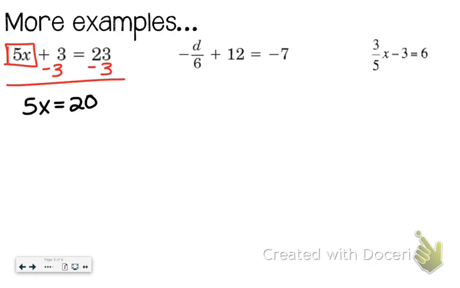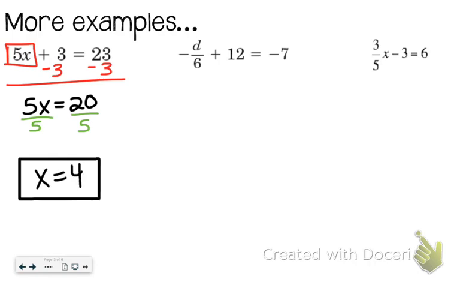5 is being multiplied by x, so the opposite of multiplication is division. So I'm going to divide both sides by 5. That leaves me with x equals positive 4. The next one looks a little scary because there is a division bar and a fraction, but we're going to still do the same exact steps.